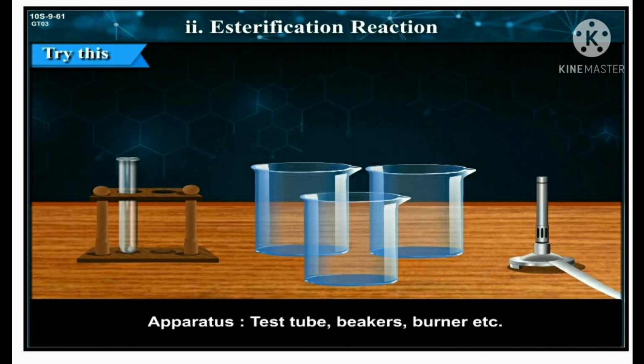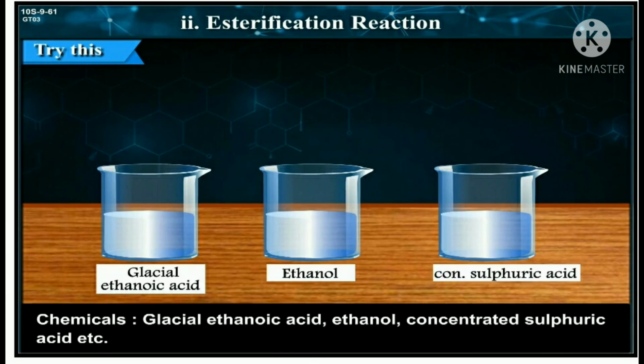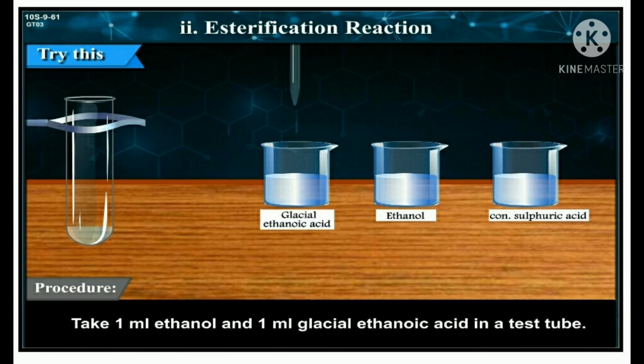We will carry out one activity. For this, the apparatus are test tube, beakers, burners, etc. Chemicals: glacial ethanoic acid, ethanol, concentrated sulfuric acid, etc. Procedure: take 1 ml ethanol and 1 ml glacial ethanoic acid in a test tube.